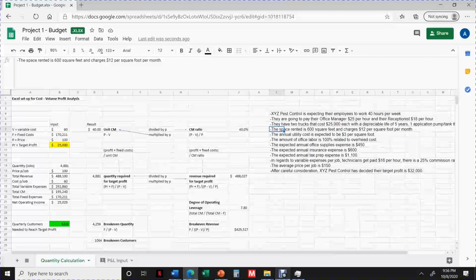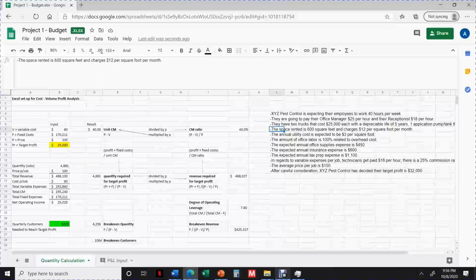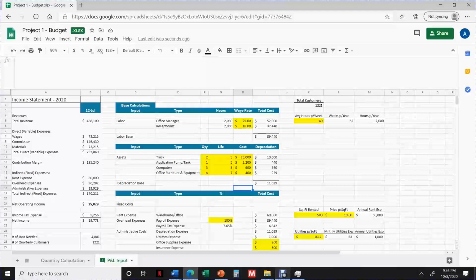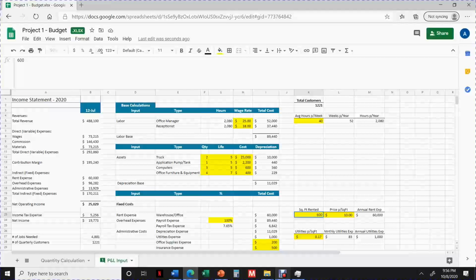Okay, for the fourth fact, it says the space rented is 600 square feet, and it charges $12 per square foot per month. So we're going to go back over here, and the square feet rented is 600, and the price per square foot is 12. There we go. Our annual rent expense is now $86,400, and that jumped up.